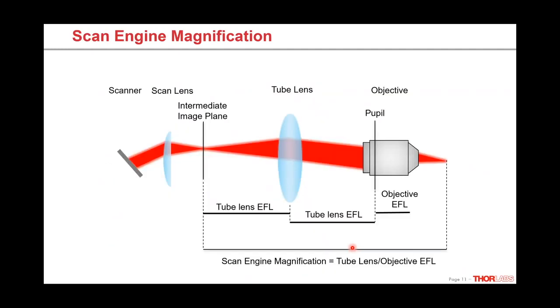This magnification also applies to scan engines. But in this case, it's at the intermediate image plane, which exists between the scan lens and the tube lens. This magnification, though, is still dependent on the same ratio. It's the ratio of the tube lens effective focal length to the objective effective focal length.